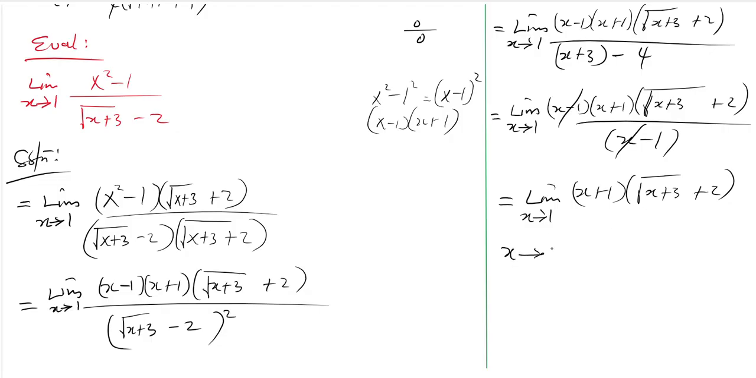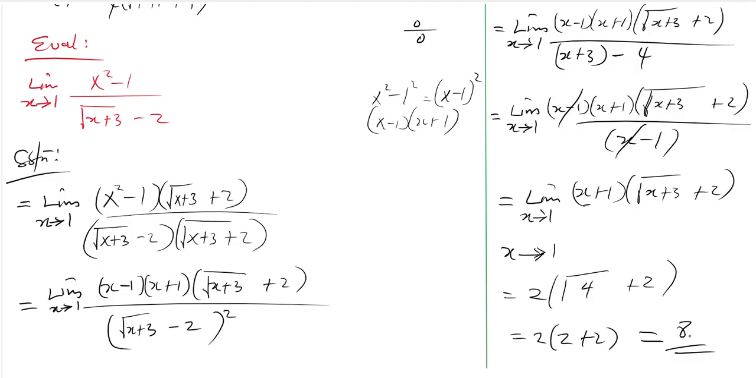As x approaches 1, let's replace the value of x with 1. We are going to have 1 plus 1, that will give us 2. So we have 2 multiply root 1 plus 3 is 4, plus 2. So root 4 is 2. So we are going to have 2 multiply 2 plus 2, which will be 8. 2 times 4, which is 8. This is our final answer.